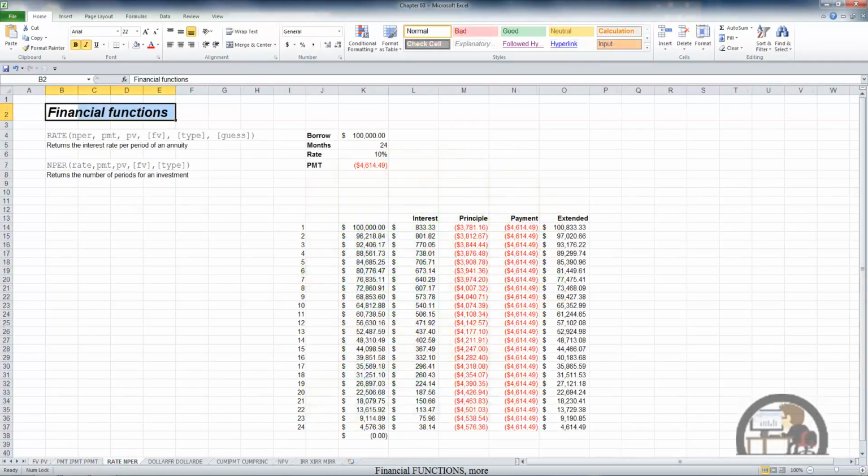So I have a schedule that I've used before, except at this time I've used the payment function in cell K7 to give me the payment for a loan that has an amount that's borrowed given a certain number of months at a certain rate. And I can change any one of those three values and the payment function will recalculate and my schedule will rebuild itself based on those new values.